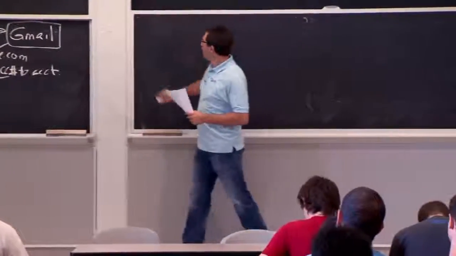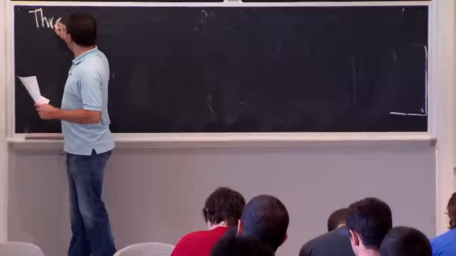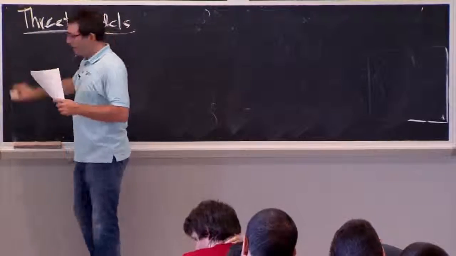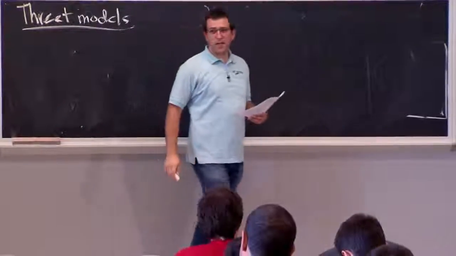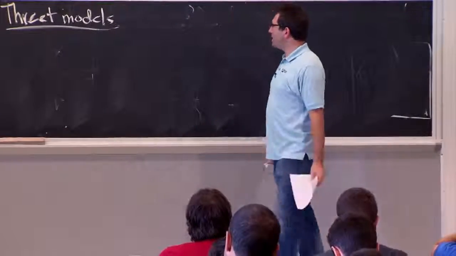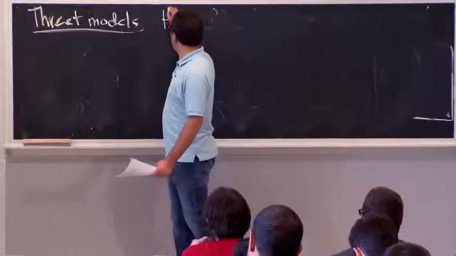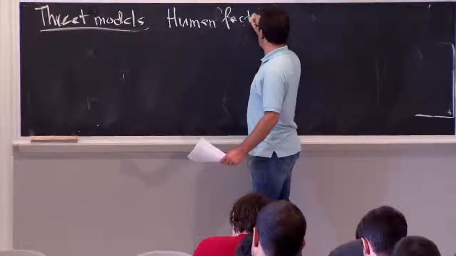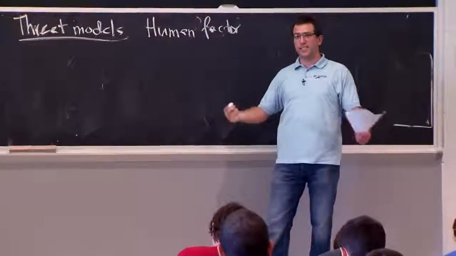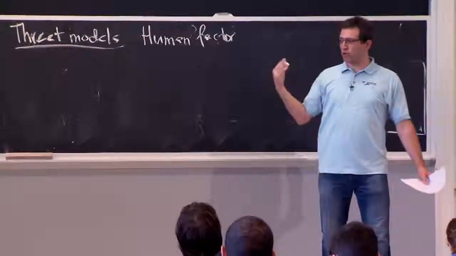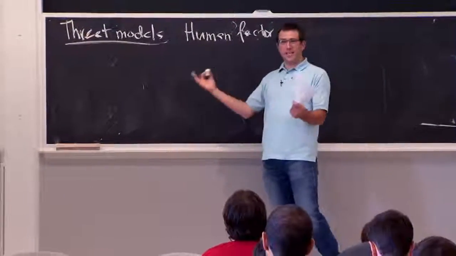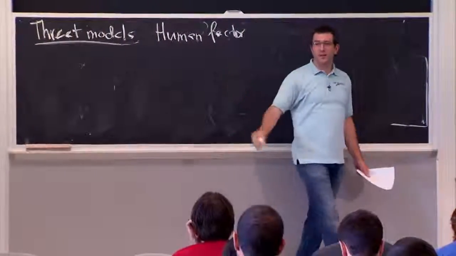OK, so what are examples of threat models that go wrong? Well, probably a big one in practice is human factors. So we often make assumptions about what people will do in a system, like they will pick a good, strong password, or they will not click on random websites that they get through email and enter their password there.